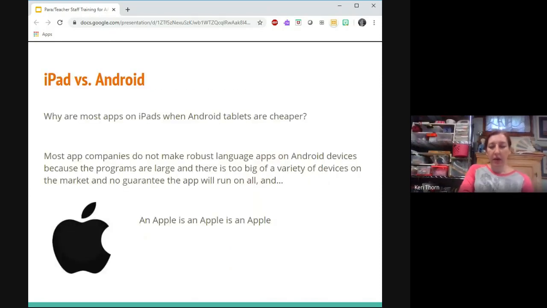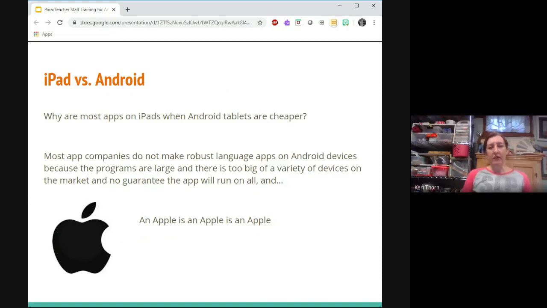iPad versus Android. I know a lot of people have asked, why are most of these communication apps on iPads when Androids are so much cheaper? And the truth is that there's just too many Android devices on the market. So when a device company, these apps are huge. I mean, we're talking 10, 15 times bigger than any typical app.